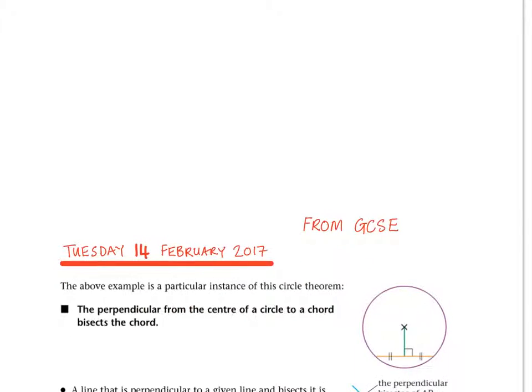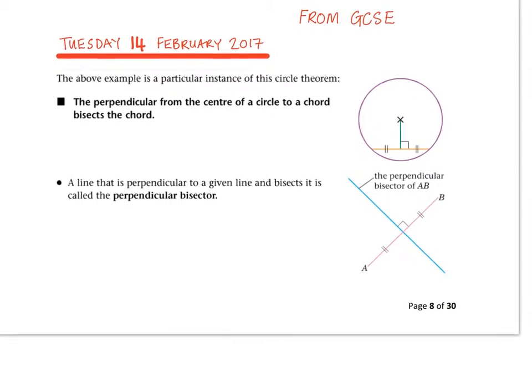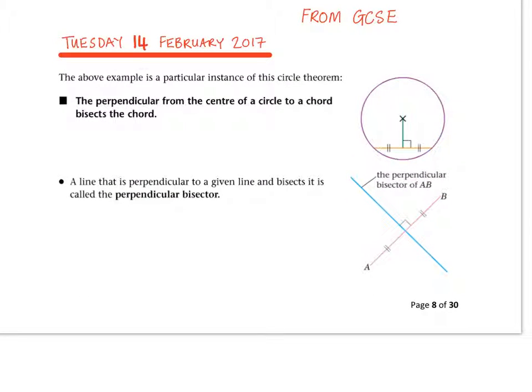Right, what I've got which is new for you today is from GCSE. So this is work that we're going to cover today. As I had just said before, we've got a radius here, that's the centre. We've got a radius meeting a chord, and the key thing that you need from this is that it's a perpendicular bisector. So it bisects, which means cuts in half.